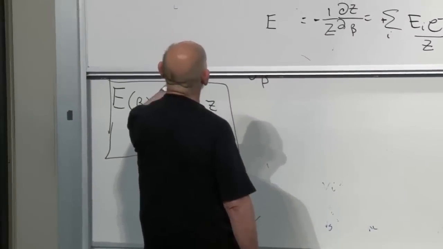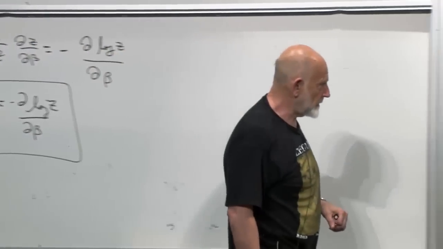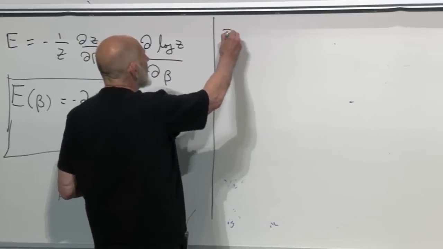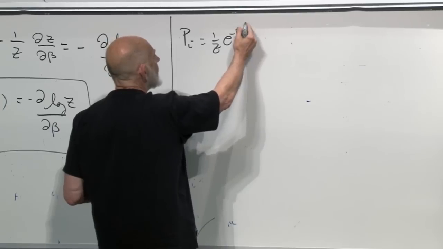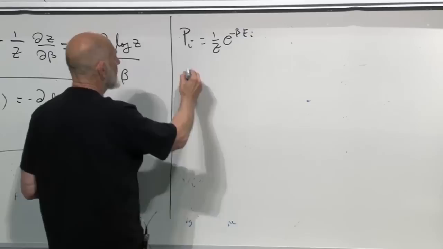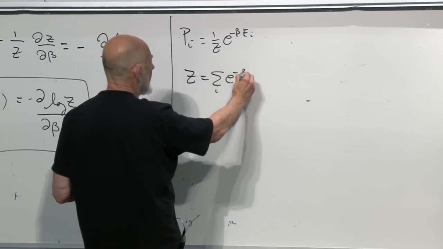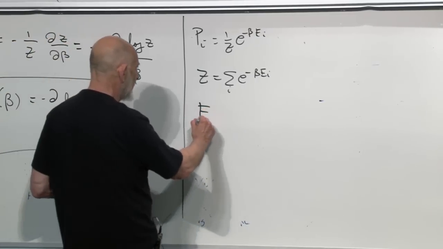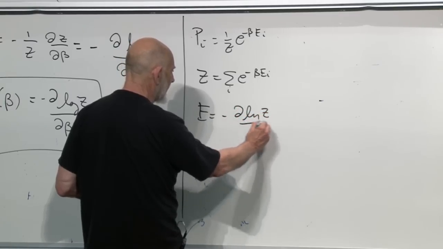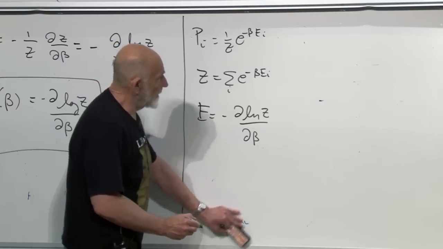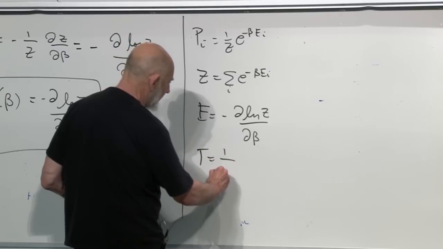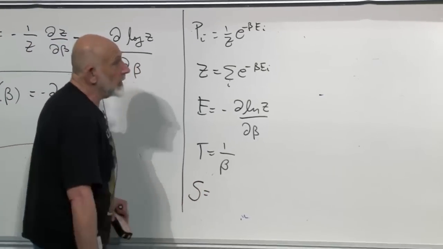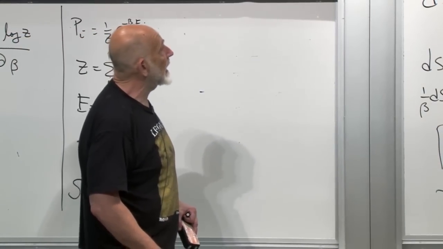Let's accumulate our equations here someplace, the important equations. Let's summarize them. Put them over here. P sub i is 1 over Z, e to the minus beta E sub i. Z equals the summation over i of e to the minus beta E sub i. Z is a function of beta. E is equal to minus the derivative of log Z with respect to beta. Temperature is 1 over beta. And we have one more equation here that's interesting. The entropy is equal to beta times E plus log Z.